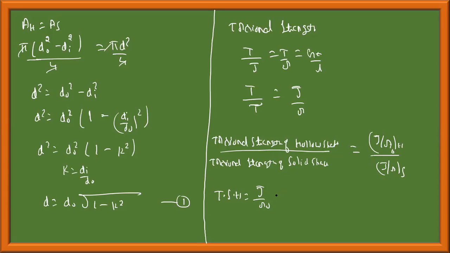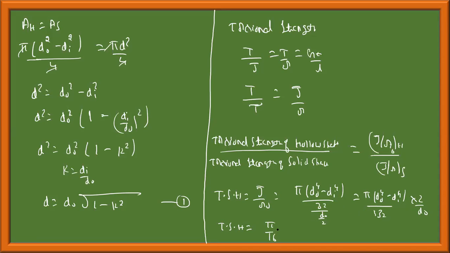J by R naught, which is equal to pi (d naught power 4 minus di power 4) by 32, divided by d naught by 2, which is equal to pi (d naught power 4 minus di power 4) by 32 into 2 by d naught. So the torsional strength of the hollow shaft is equal to pi by 16 into (d naught power 4 minus di power 4) by d naught. Okay.